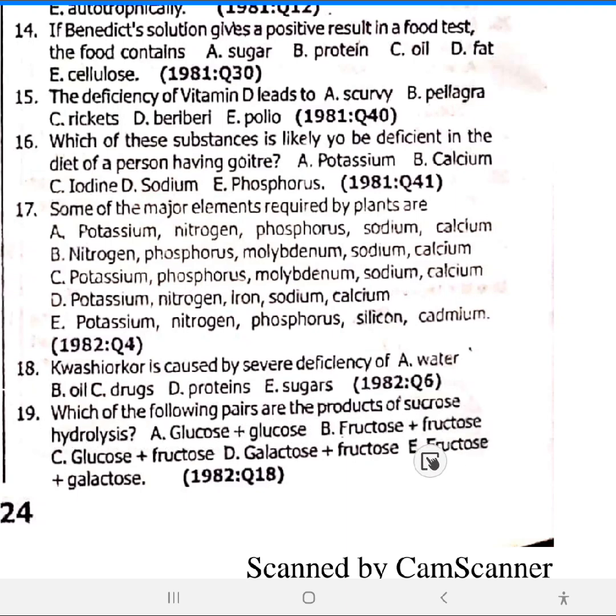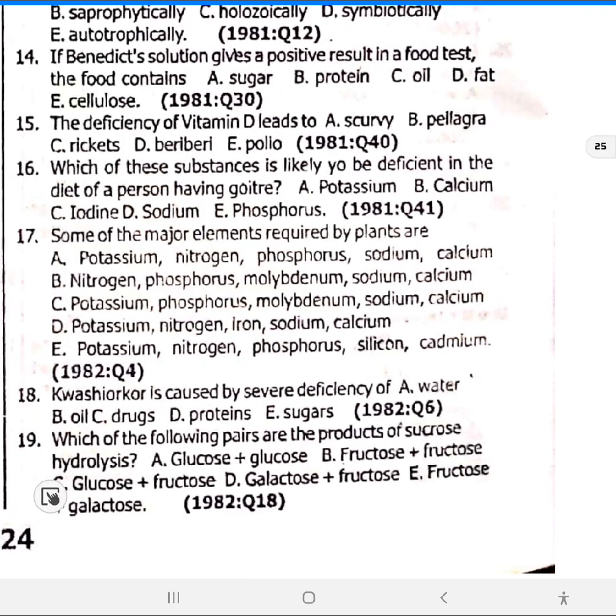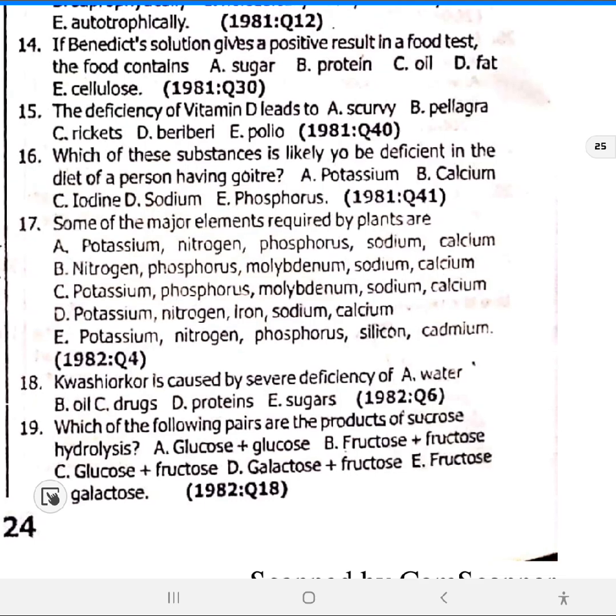Number 19. Which of the following pairs are the products of sucrose hydrolysis? Hydrolysis of disaccharide. Then go down and write: sucrose equals glucose plus fructose. Next, lactose equals glucose plus galactose. And lastly, maltose equals glucose plus glucose. Those are the hydrolysis of disaccharides.